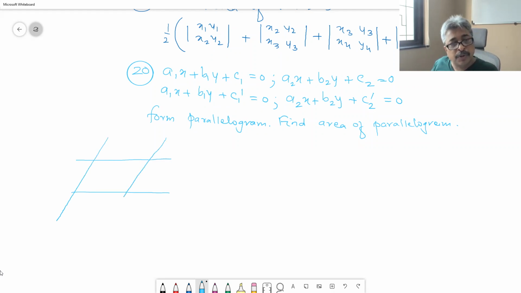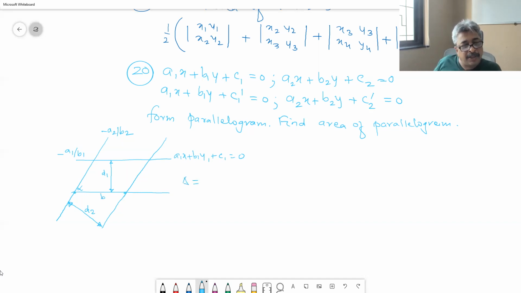Okay, suppose this pair of lines is a1x plus b1y plus c1 equal to 0. So the slope of these parallel lines is minus a1 by b1, and the slope of these lines is minus a2 by b2. Suppose this distance is d1, this angle is alpha, the acute angle made by two lines, and suppose this distance is d2. Let us consider the base as b. So the required delta is equal to b into d1, where this is the distance.